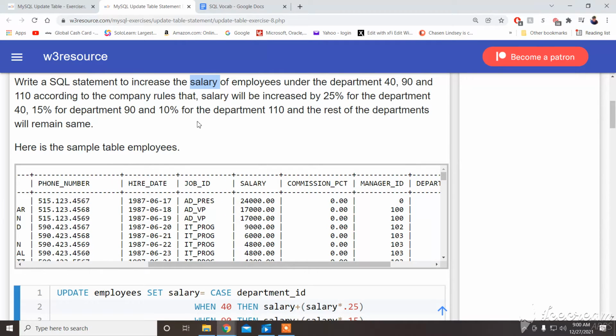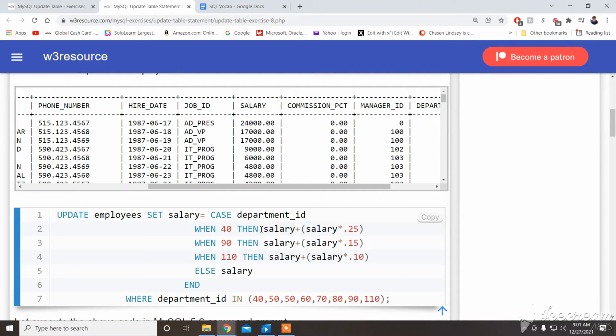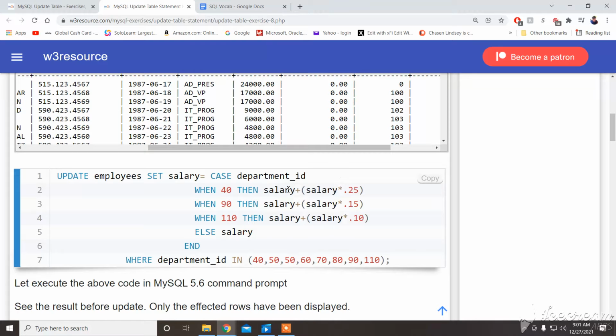Salary, the salary of employees under Department 40, 90, and 110. So your salary, and your salary increase. That means plus.